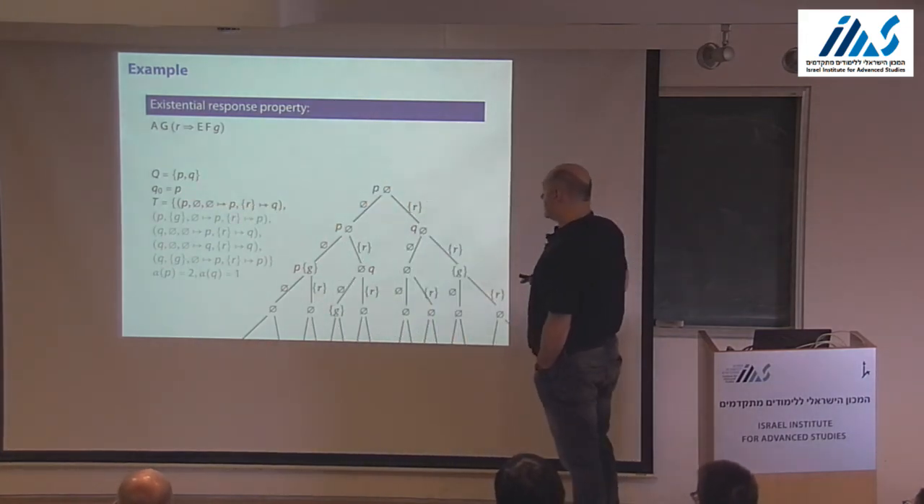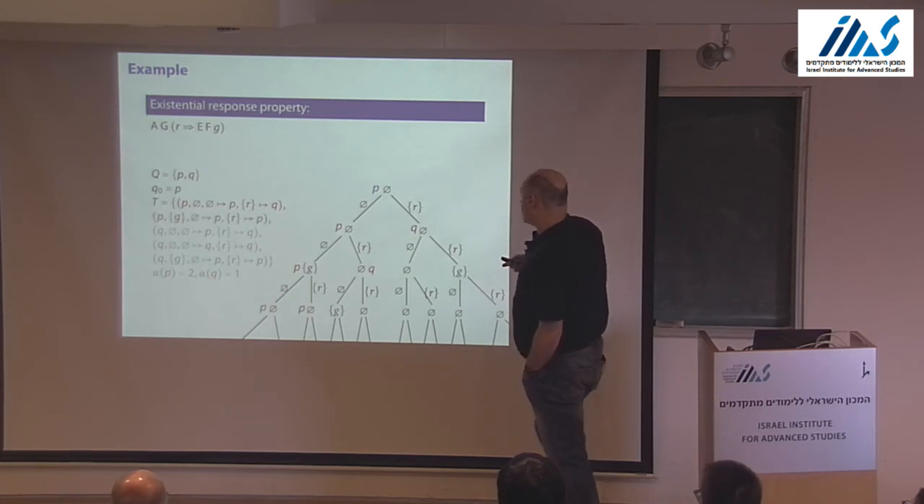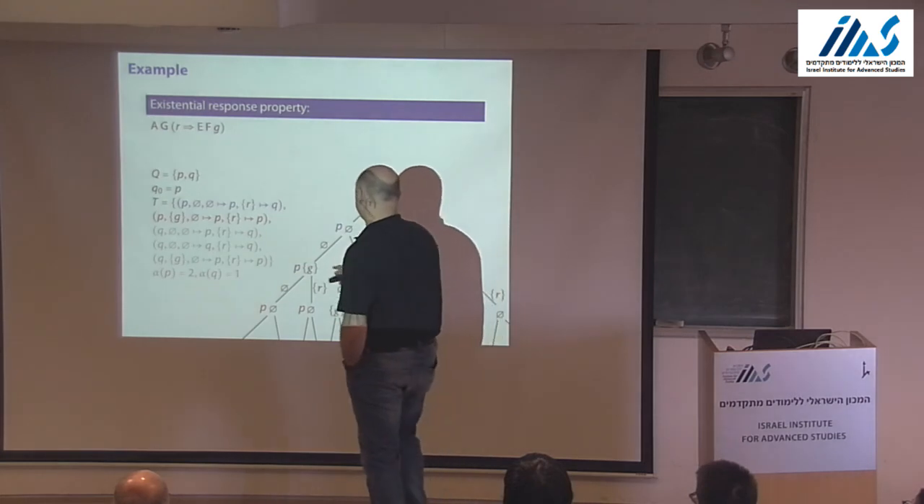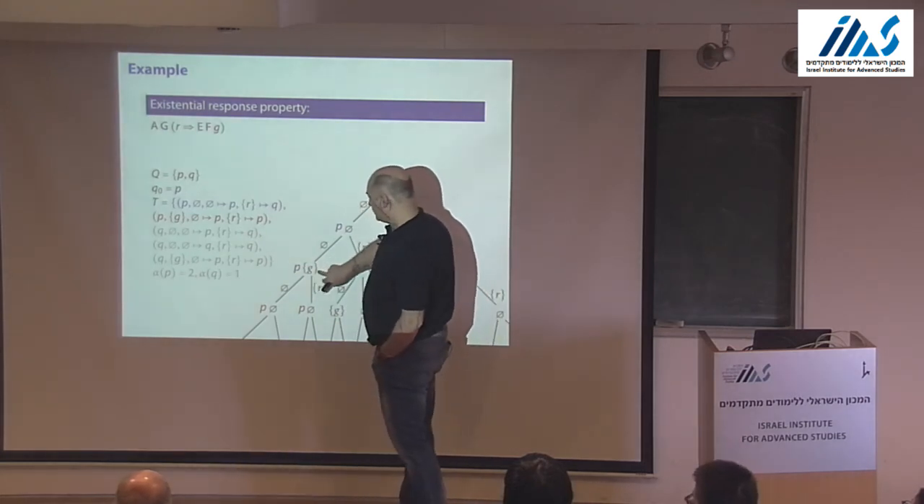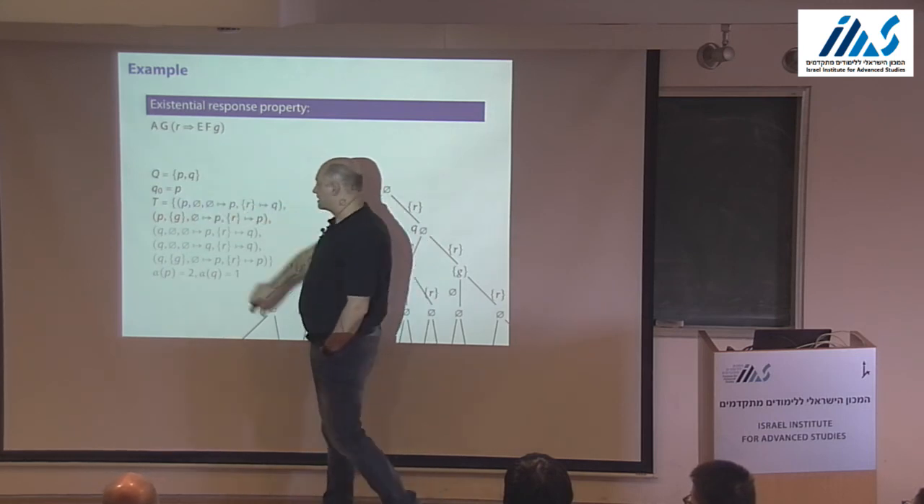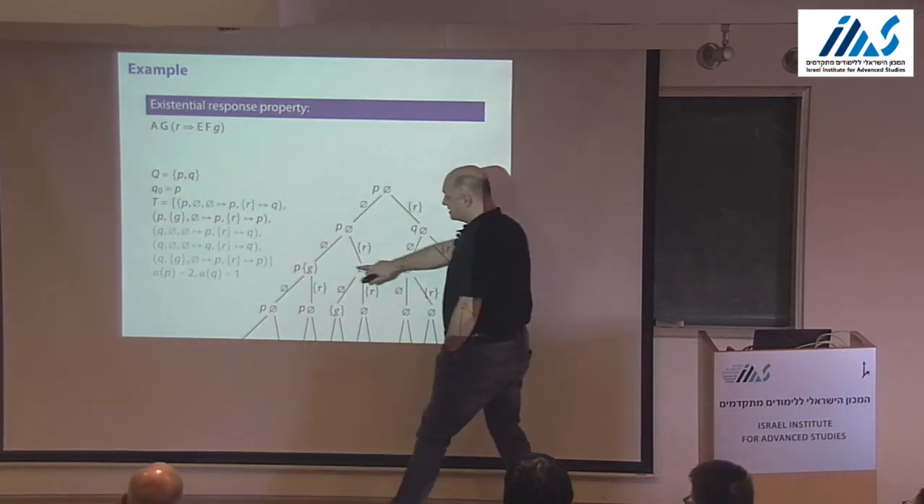Now, what about this situation down here? So I have reached a P, and now I see a grant, right? So the first transition governed the case where there was no grant. Now I see a grant.